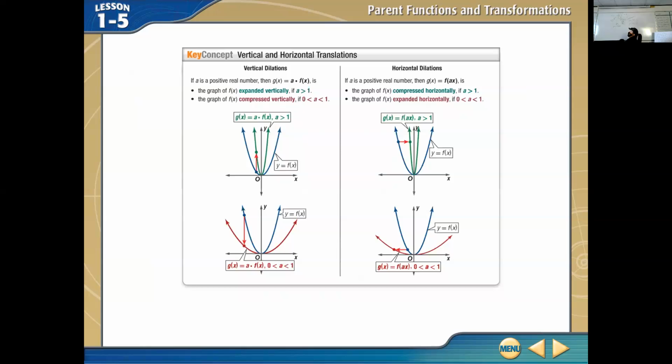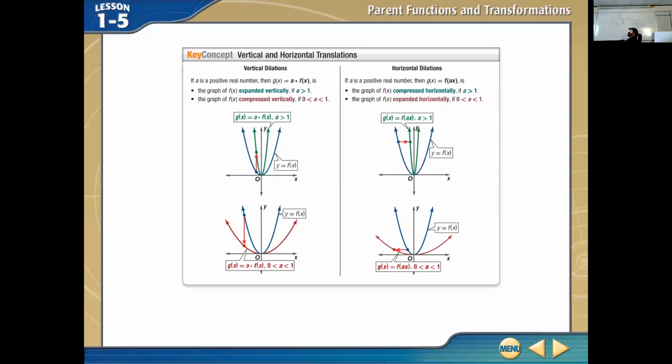Okay, vertical and horizontal translations. This corresponds to your value of A, that dilation factor. Okay, the dilation can happen on the inside or the outside. In all reality, it's essentially the same thing because if you're expanding it vertically and you're compressing it horizontally, there's a chance you're going to overlap.